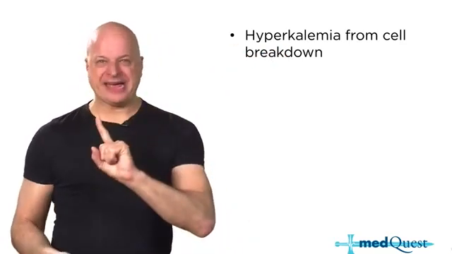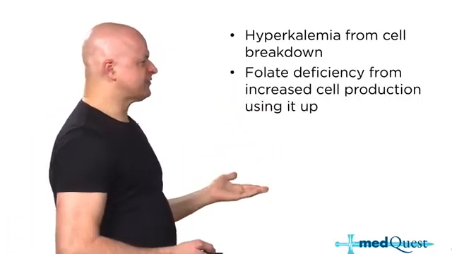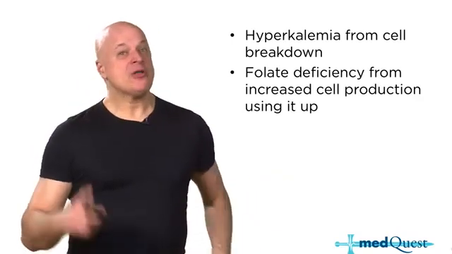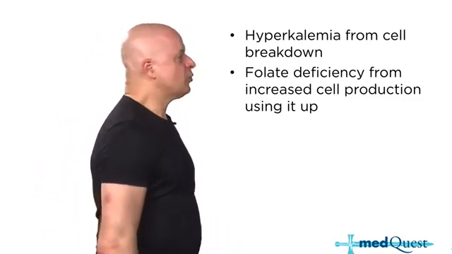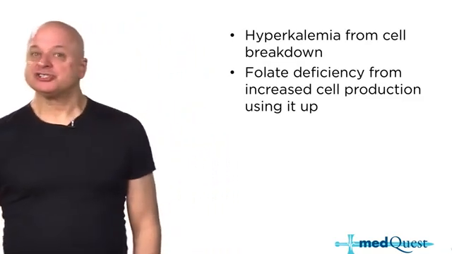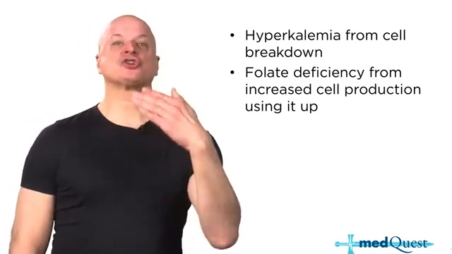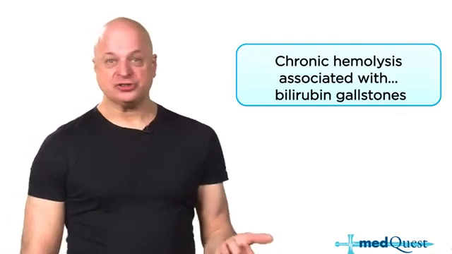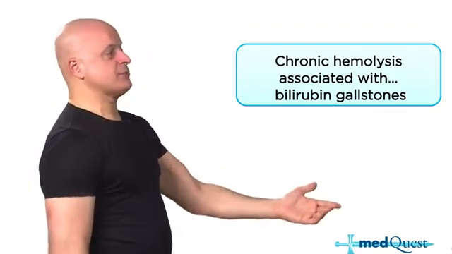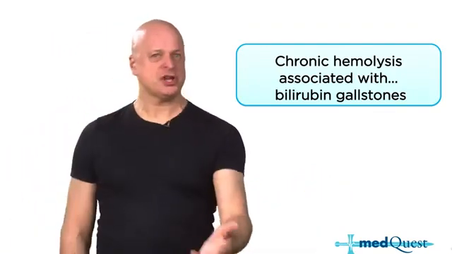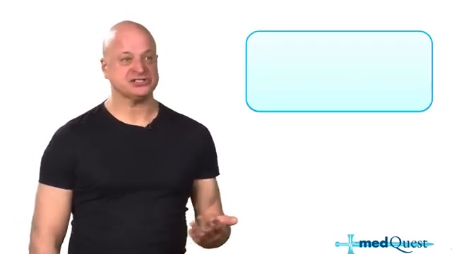The same as we have with rhabdomyolysis, tumor lysis, hemolysis. Folate deficiency from increased cell production. Well, that's any chronic hemolytic anemia will give you a folate deficiency. So spherocytosis will give you folate deficiency because that's another chronic hemolytic anemia, using it up. So chronic hemolysis gives you bilirubin gallstones. The same with hereditary spherocytosis. Bilirubin gallstones, that again is just for chronic hemolysis. It doesn't tell you that you got sickle cell.